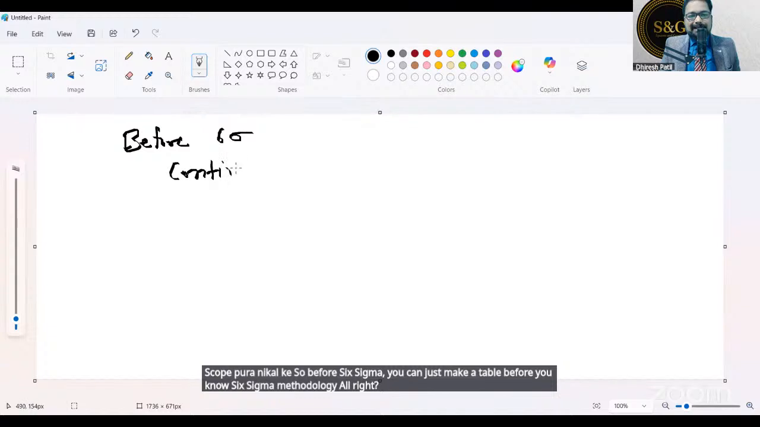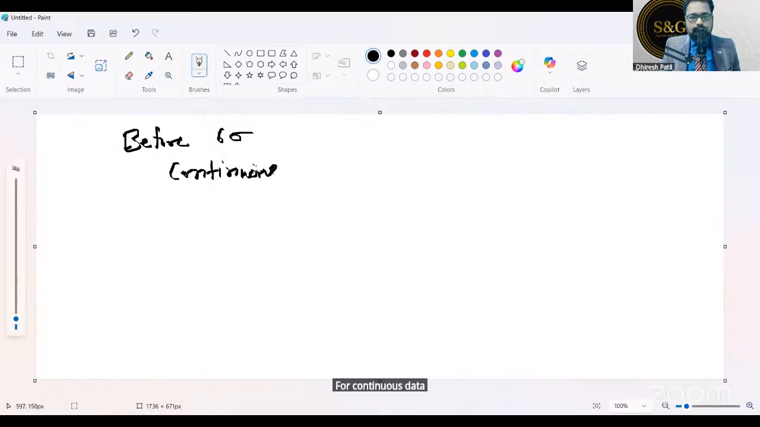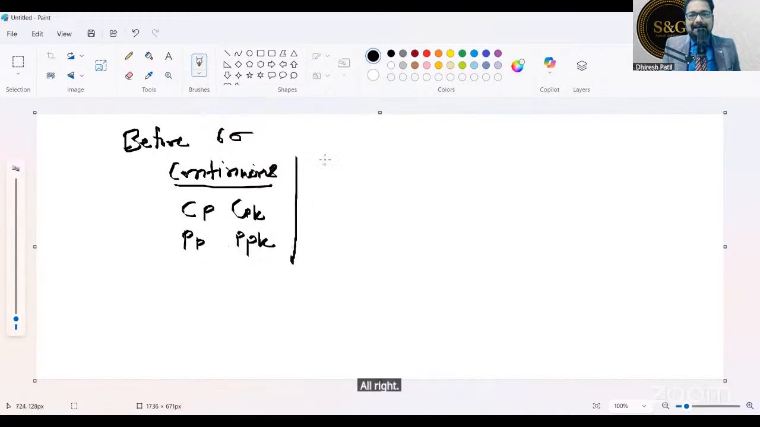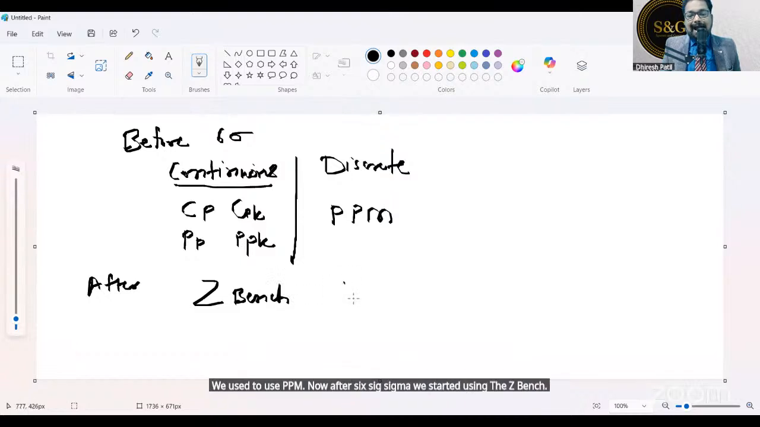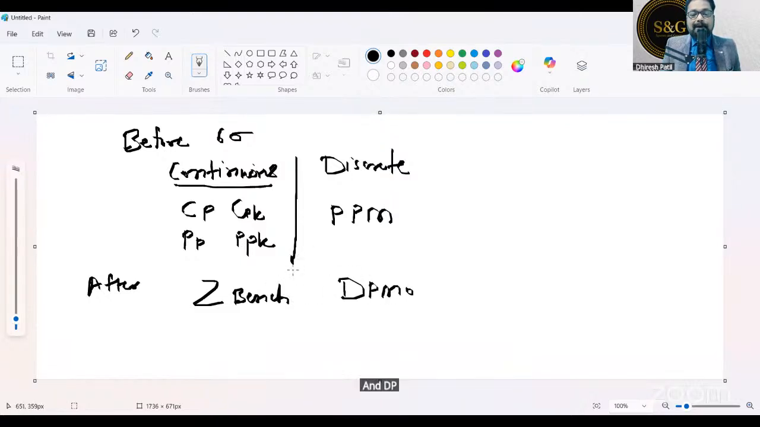For continuous data, we used to use CP, CPK and PP, PPK. All right. And for discrete data, we used to use PPM. Now, after Six Sigma, we started using the Z bench and DPMO. Instead of PPM, we started using DPMO.